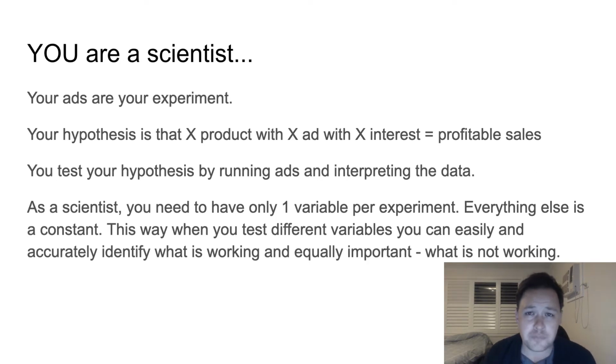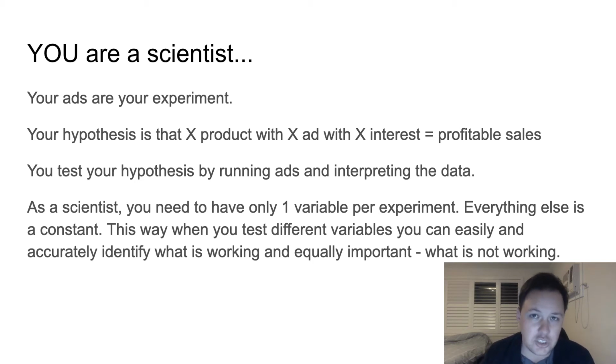You really need to think of yourself like a scientist. Your ads are the experiment. Your hypothesis is that X product with X ad with X interest equals profitable sales. That's what you're thinking and predicting will happen. You run your experiment, you test your hypothesis by running your ads and then interpreting the data. But when you're conducting an experiment, for it to be a fair test and to provide you with reliable and accurate data, you should only have one variable within that experiment.